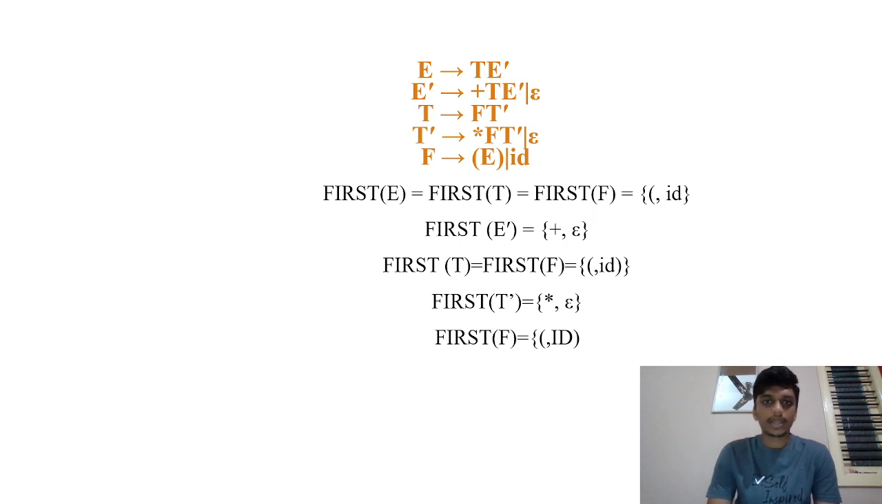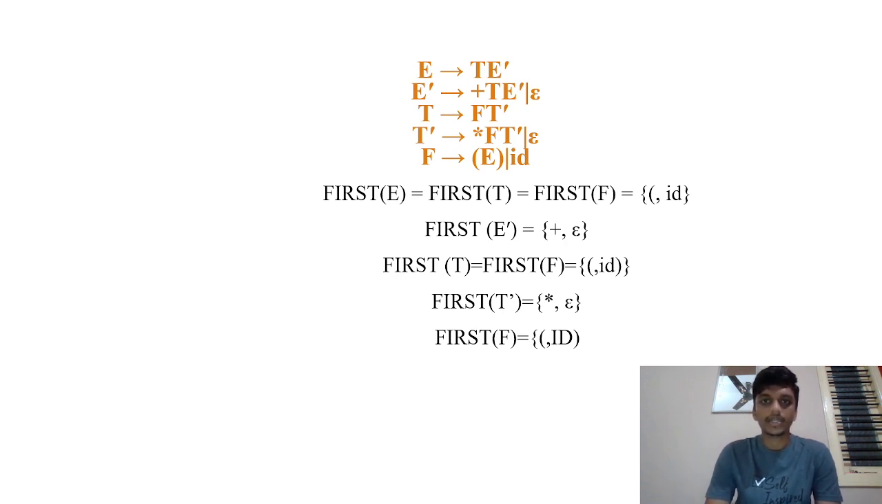As we know, first of E is first of T. T is a non-terminal, so again we have to construct first of T. First of T is first of F. F is again a non-terminal. So first of F is open parenthesis and ID, because F contains two productions. We have to consider two outputs here: open parenthesis and ID.